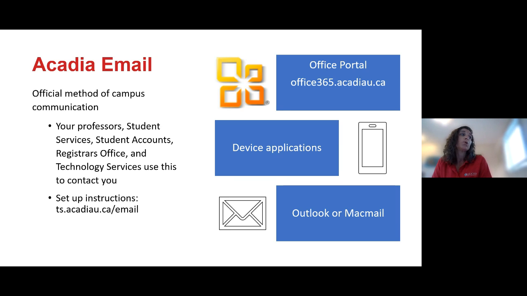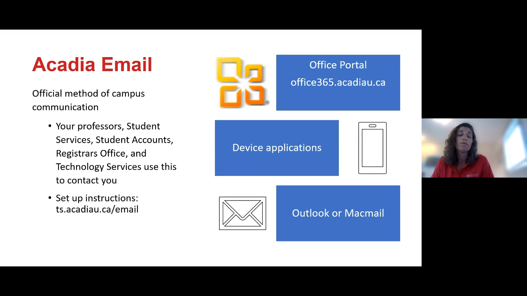So you can go to ts.acadiau.ca/email and you can get access to how you set this up. And at the end of this, there's going to be some information that we can share with you where you can go find all of this and link to them all, but you can access it through the web at office365.acadiau.ca, the web portal, which we'll talk about.